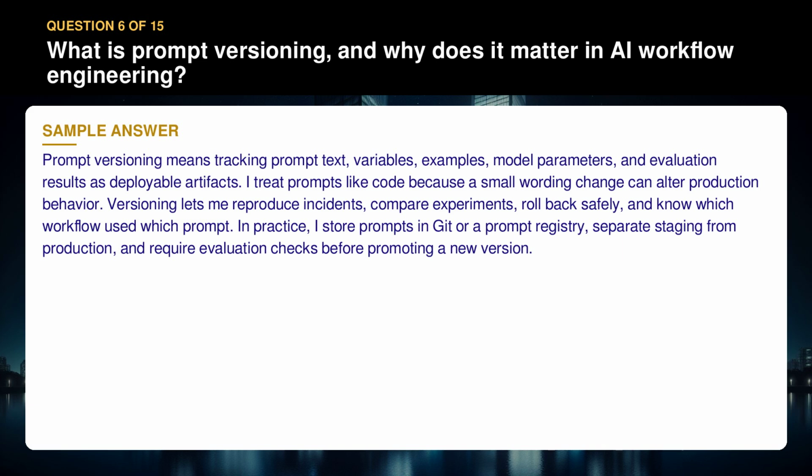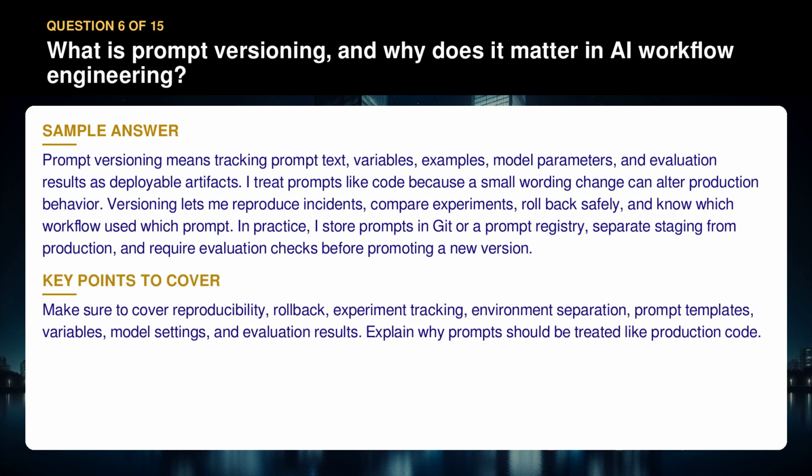In practice, I store prompts in Git or a prompt registry, separate staging from production, and require evaluation checks before promoting a new version. Make sure to cover reproducibility, rollback, experiment tracking, environment separation, prompt templates, variables, model settings, and evaluation results. Explain why prompts should be treated like production code.